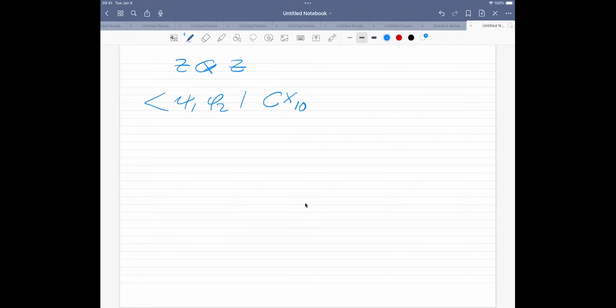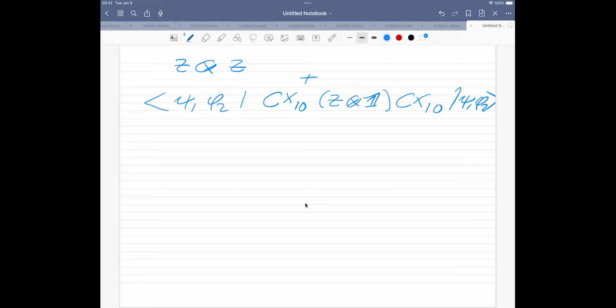So I have a CX10, and this is then multiplied with Z tensor product with the identity matrix and CX10, acting on psi1 and phi2. So that's the final piece which we need to deal with.